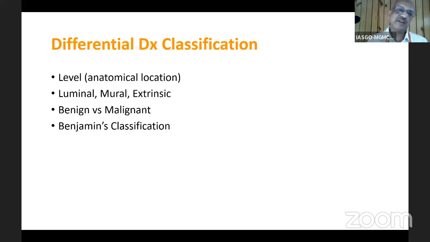So now coming to the differential diagnosis proper. We can classify the various DDs in various ways: according to the anatomical location of the obstruction, that is, the level of obstruction; then whether the etiology of obstruction is luminal, mural, or extrinsic; then whether it's benign or malignant, which is of most important clinical significance. And then in 1983, Professor Benjamin gave a classification, which I thought was quite interesting.